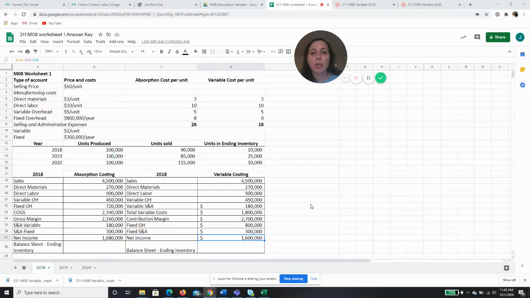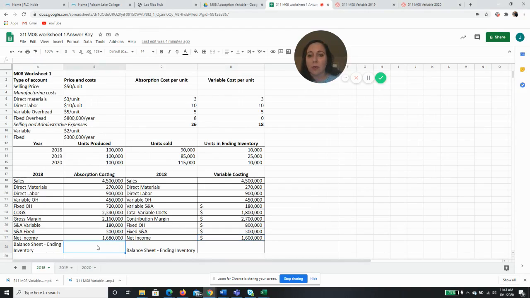Now we're going to look at valuing our ending inventory, and then we'll do a quick reconciliation between the net income under absorption costing and the net income under variable costing. Okay, so we are still on worksheet 1. This will be the last video with worksheet 1.